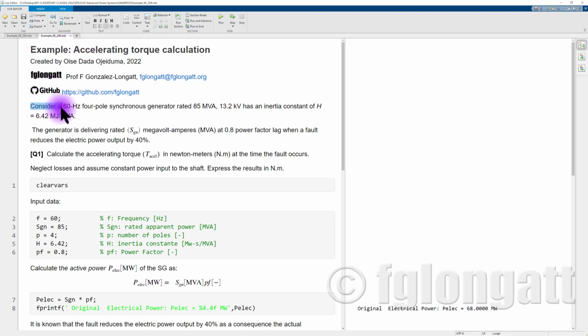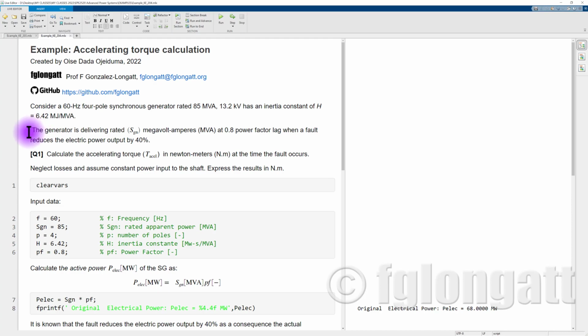Consider a 60 Hz 4-pole synchronous generator. The apparent power that you can find in the nameplate is 85 MVA. The nominal stator voltage is 13.2 kilovolts, this is RMS line-to-line voltage, okay? And this machine has a rotational inertia H of 6.42 megajoules per MVA, okay?